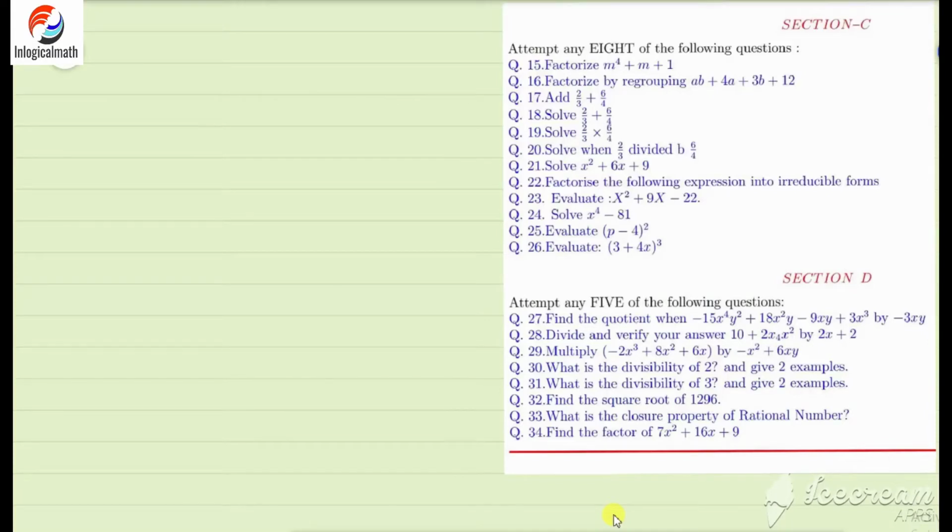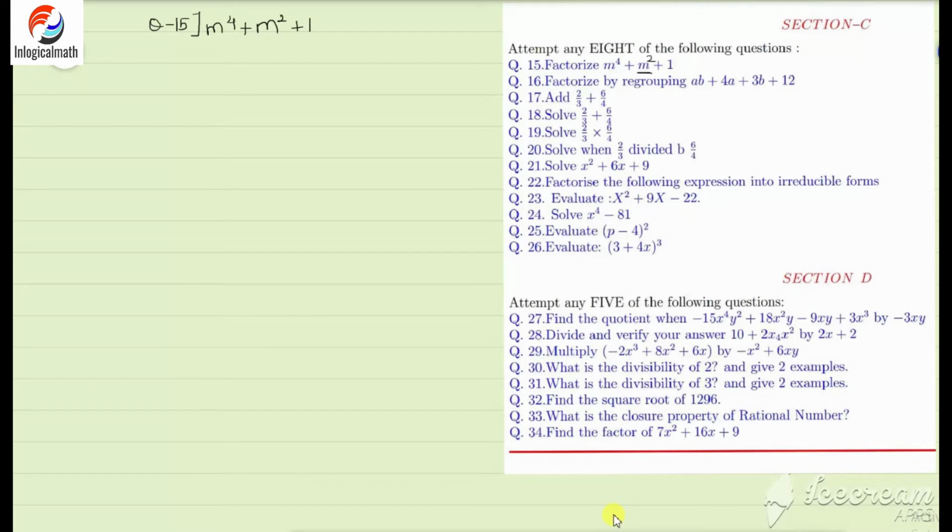Today we are going to study the remaining part of the question paper, section C, which contains section C and section D. So now we'll start with section C, question number 15. We have to factorize m raised to 4 plus m. Correct, here in your question paper there is m plus m, so correct it with m square plus 1.